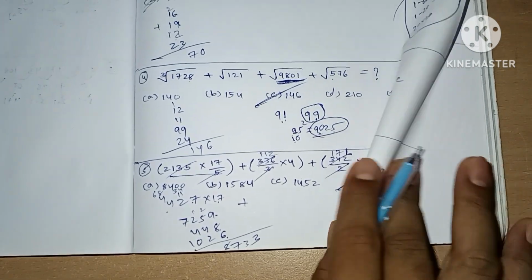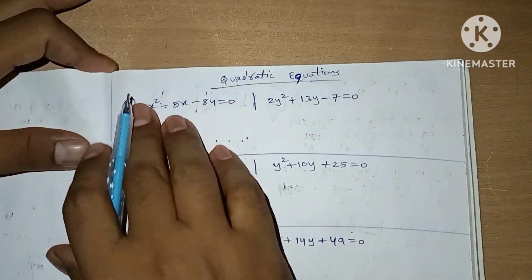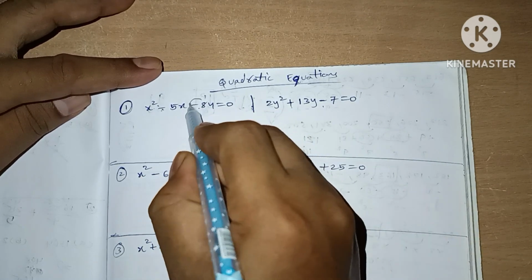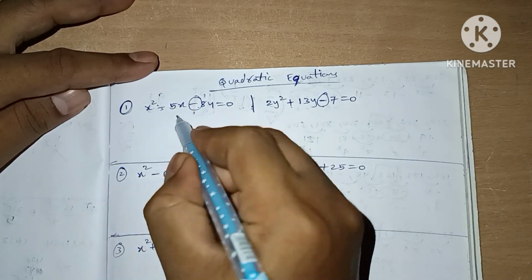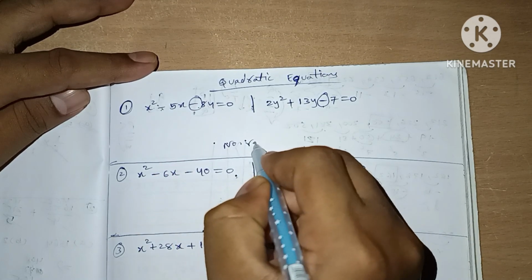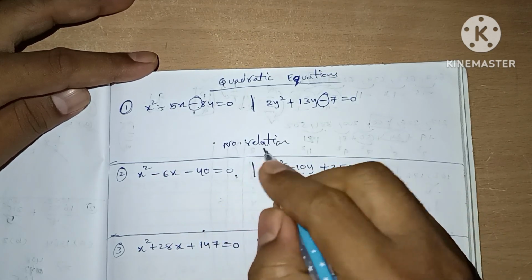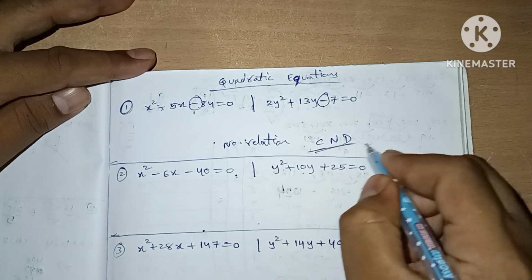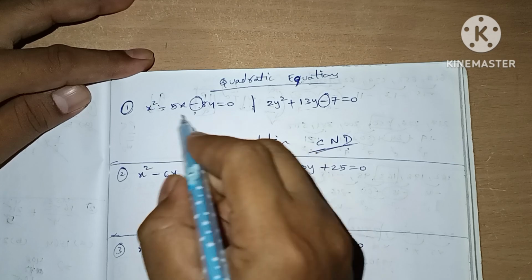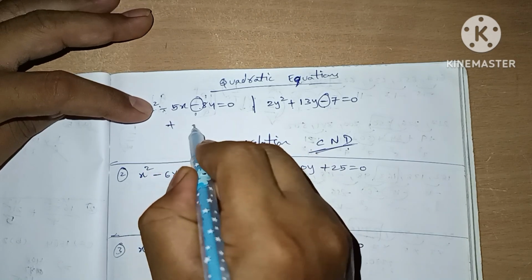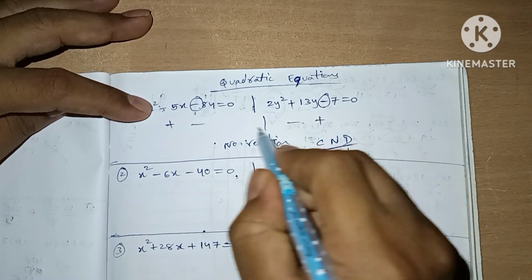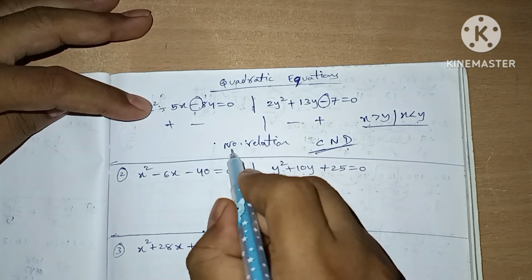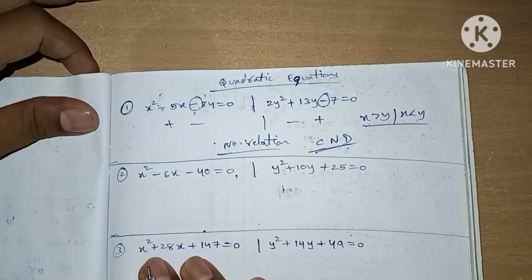Now we are going to see quadratic equations. First, minus and minus, here plus and minus, so at the end there is minus, so no relation can be established between these two equations. In the options we can see cannot be determined. Why? Because here the roots will be positive and negative, here the roots are negative and positive, so x greater than y and x lesser than y both come here, so there is no relation for these equations.